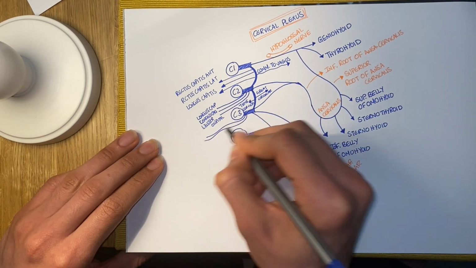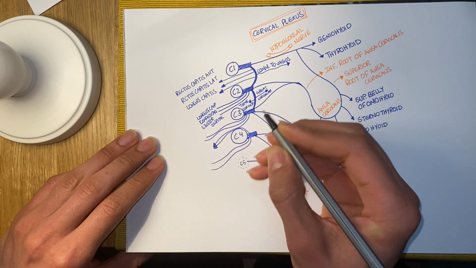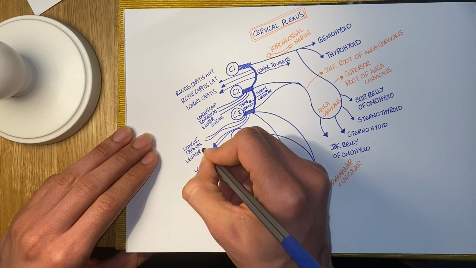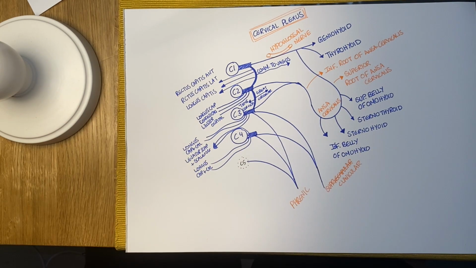And finally, from C3 and C4 we have branches going to longus capitis and longus colli. And from both C3 and C4 we have the levator scapulae nerve and scalene nerves.